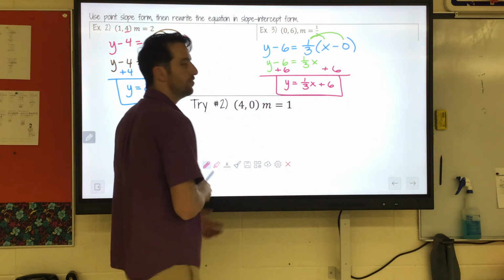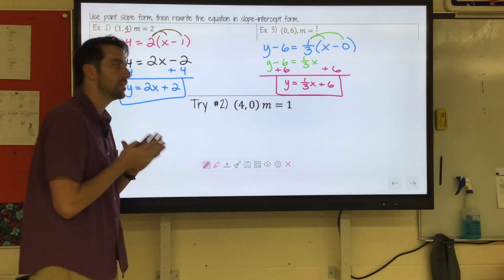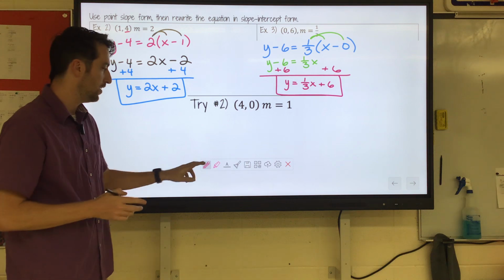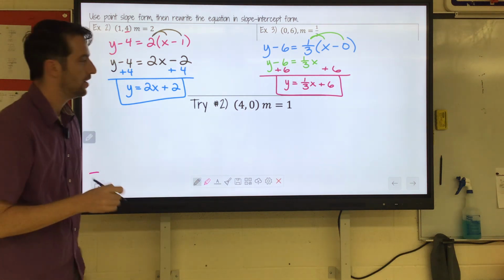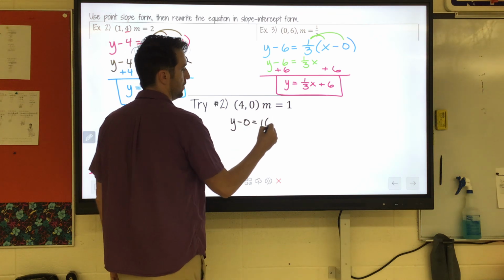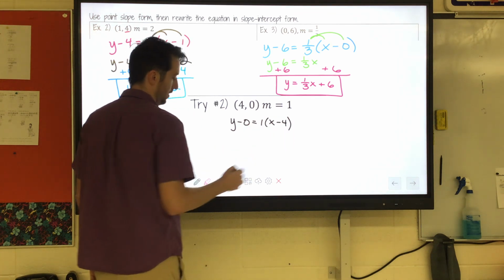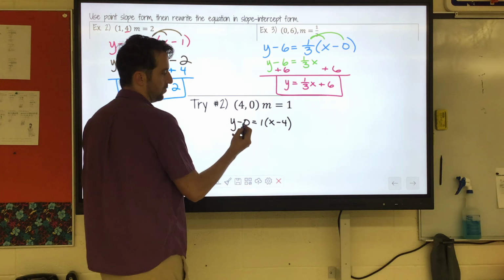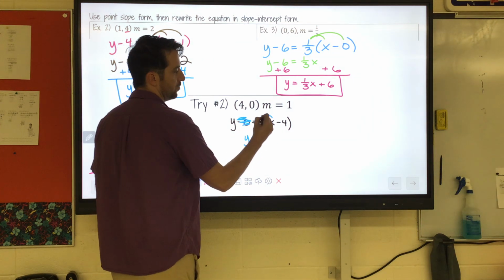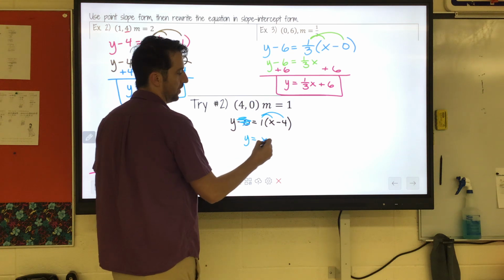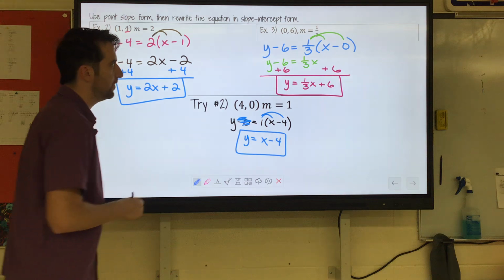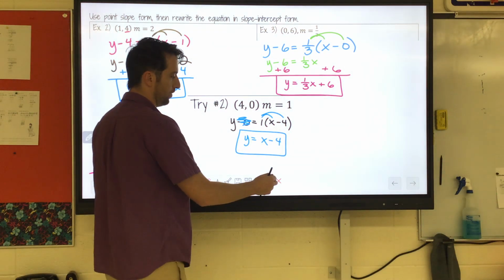Now do yourself a favor, pause the video and actually try out this problem. See how you do. I'm going to start going over it now, but try it out on your own. Y minus 0 equals 1, and there's x minus 1. Y minus 0 is just y. If we multiply this by 1, it just remains the same thing. 1x minus 4. That wasn't too bad. That wasn't too bad at all.